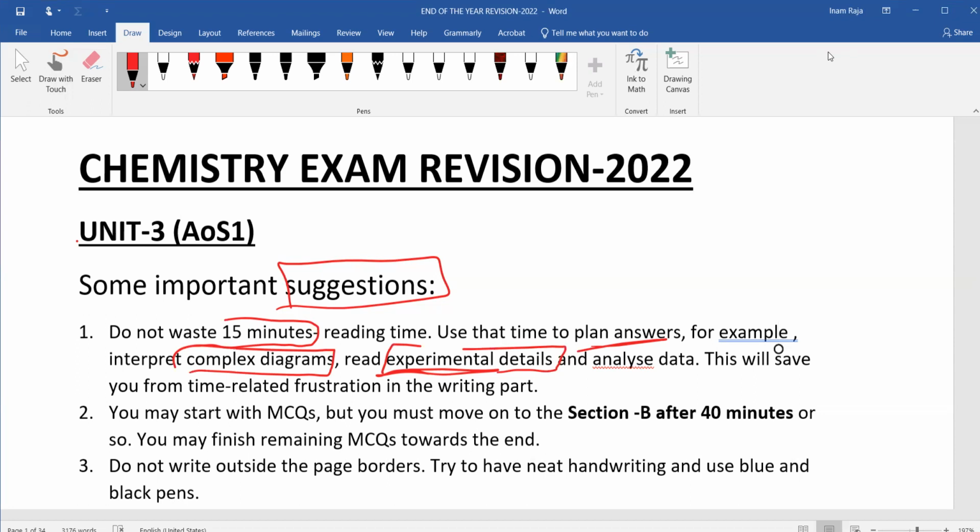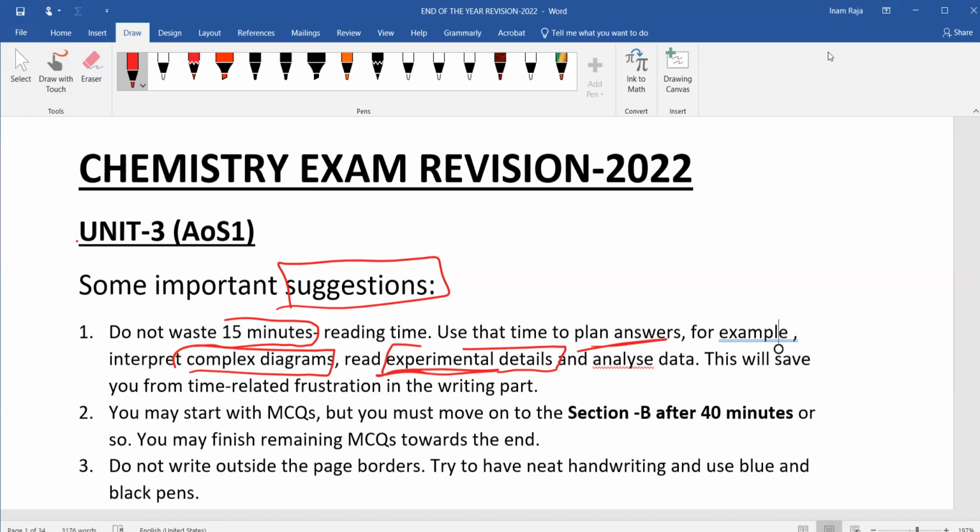I recommend that. Just don't read every single question. Just go to the hard questions, for example, where there are big complicated diagrams, or go to the experimental question, read the experiment, try to understand what the experimenter is doing, try to analyze the data. 15 minutes up already. All right.